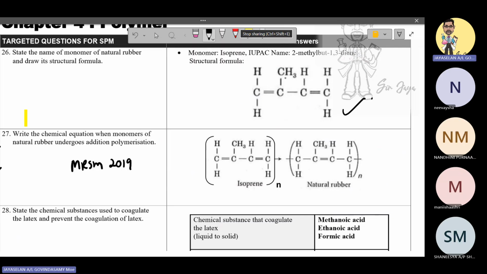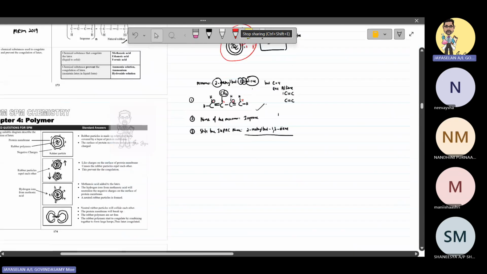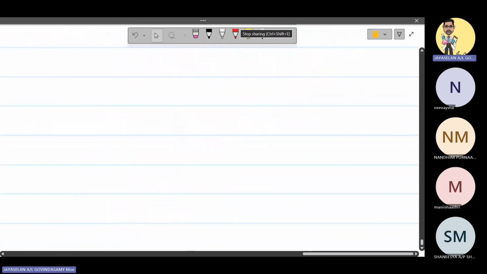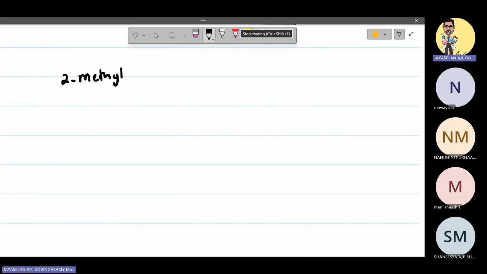They ask you to name. They give you the structural formula and ask you to name it, so the naming is the method here. They ask you to do the equation. We practice the equation now. This equation looks complicated, but actually very easy. So I teach you, then you do. The monomer is given. What is the monomer? I'll repeat again: 2-methylbut-1,3-diene.